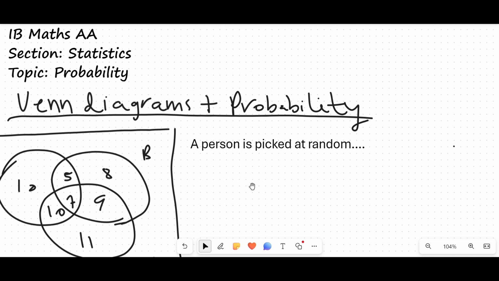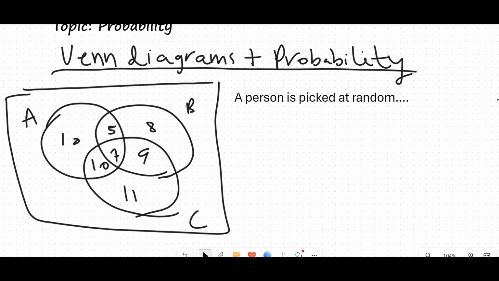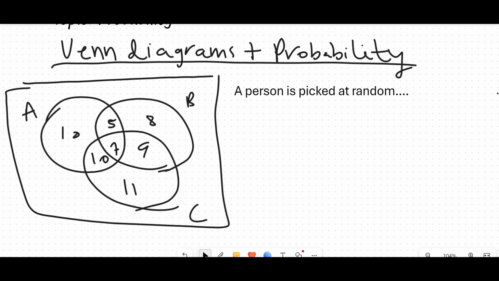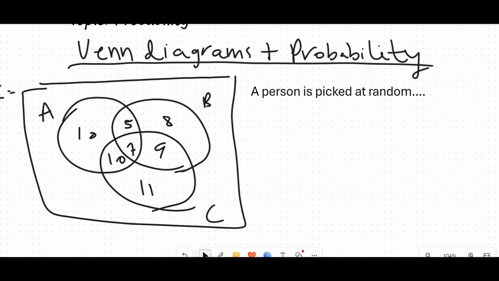Okay, so now that we've learned about probability, let's integrate the two concepts of Venn diagrams and probability into one. A usual statement of a question is that a Venn diagram is shown and it says a person is picked at random. So this is the Venn diagram, and the question continues after that in different ways. A person is picked at random is the constant statement in these sort of questions.